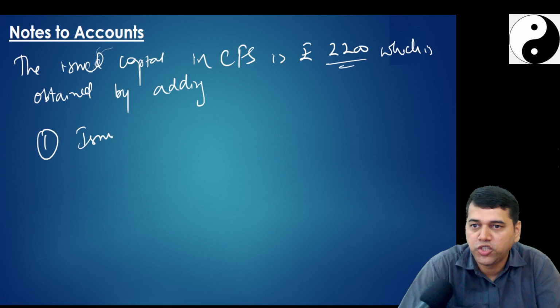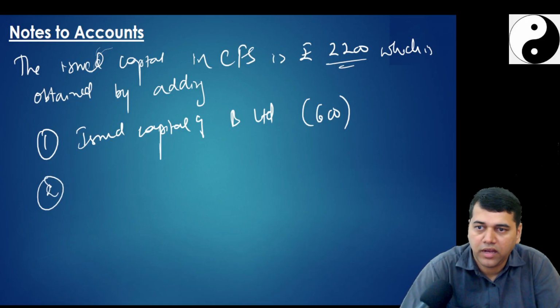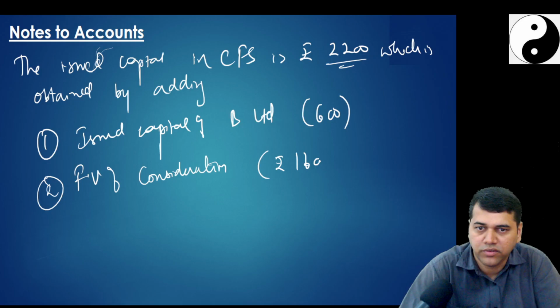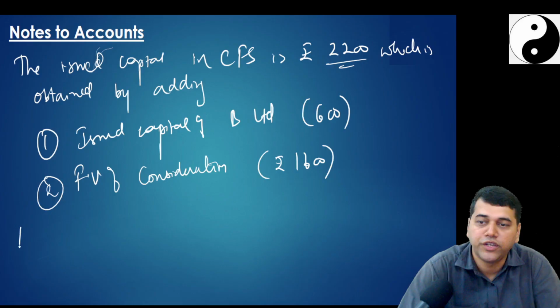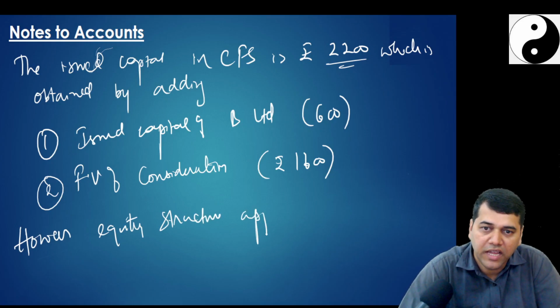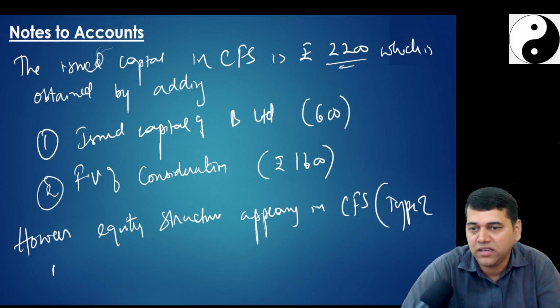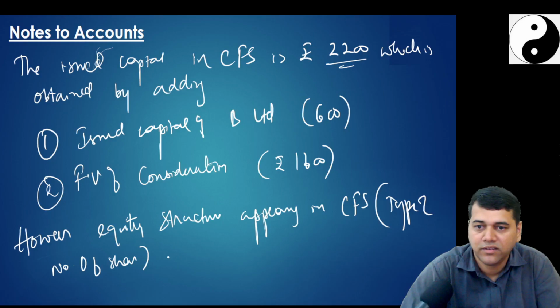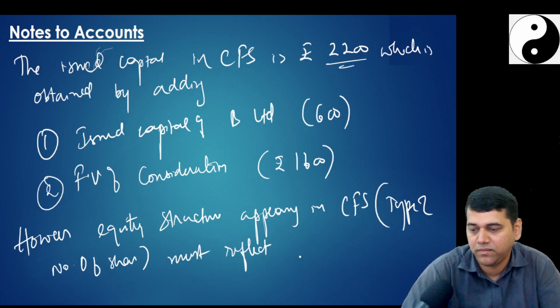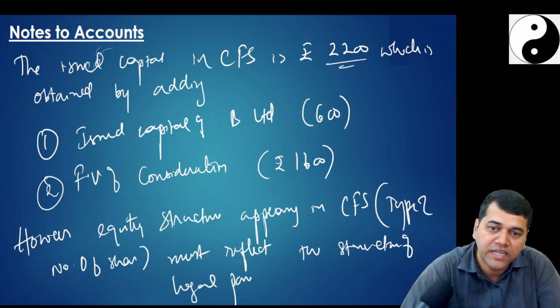1. Issued capital of B Limited, which is 600, and fair value of consideration, rupees 1600. Then one note we need to give. However, the equity structure appearing in CFS, in brackets, type and number of shares, must reflect the structure of the legal parent A.